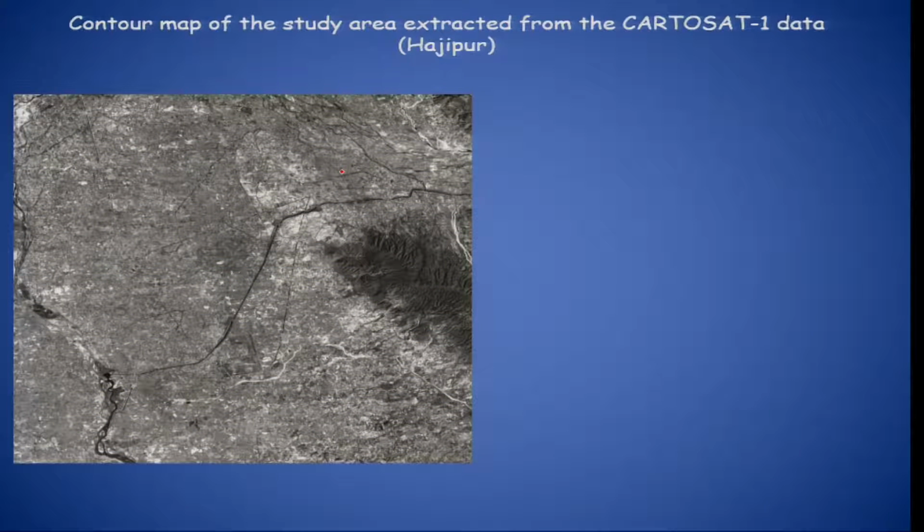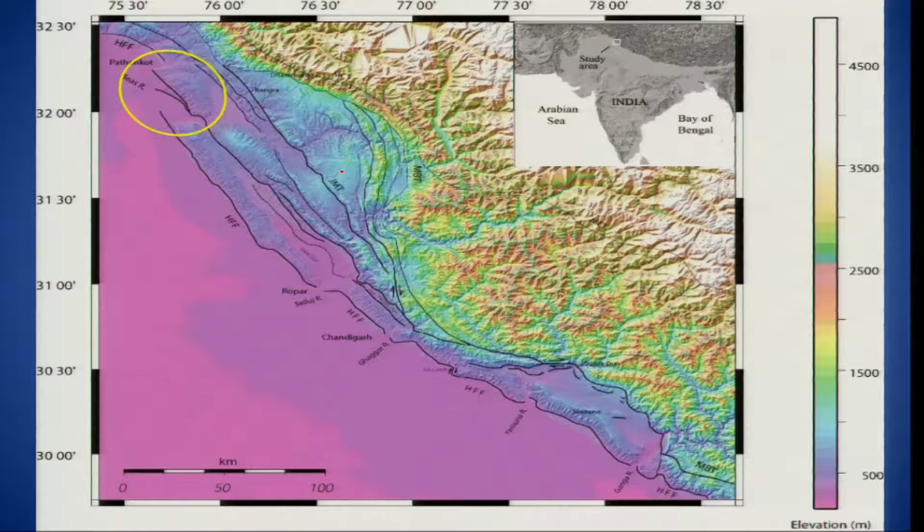Here we see the influence of the displacement which occurred during different earthquakes in the past, and those displacements have influenced the landscape evolution. The Bias river flows from here and goes like this. If you see this Bias river boundary, the Bias river used to flow across this before this fault propagated this side, but now it has been forced to shift here.